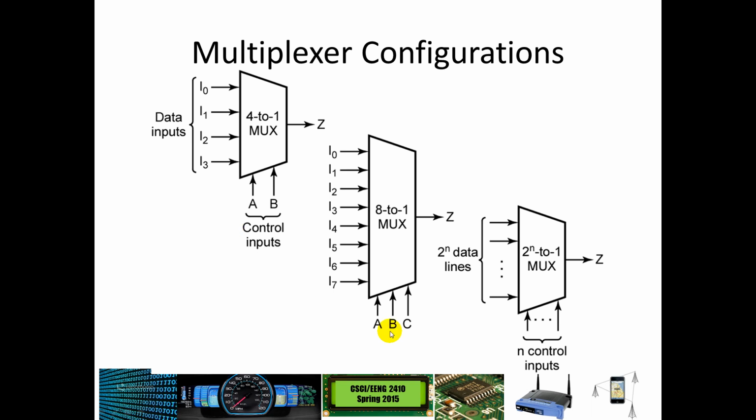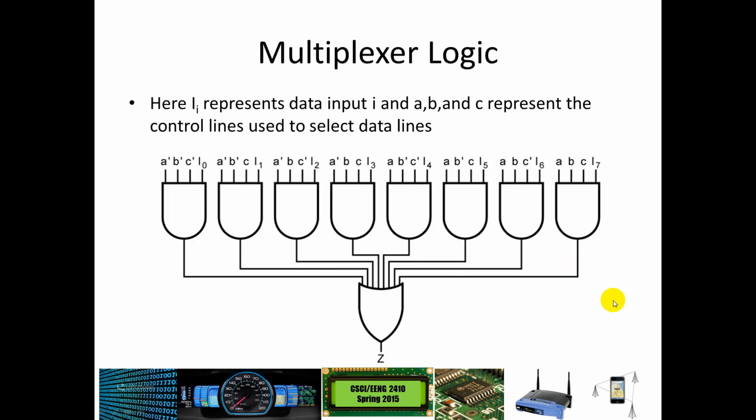If you had 3 select lines here, 3 control lines, that would allow you to choose from 8. And in general, for any n control lines, you can have 2 to the n data lines coming in, and that will determine your output Z over here. We can represent this using the logic gates that we've seen previously. So in this case, this would happen to be a 3 select line multiplexer, 3 control lines. And you can see that in this case we would be selecting I0. So if you had 0, 0, 0 here for A, B, and C, and then you had a 1 for your I0, then that would flow on through.